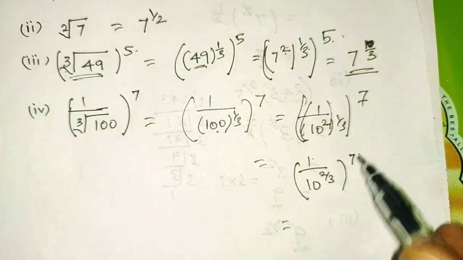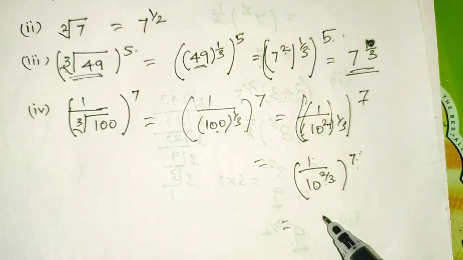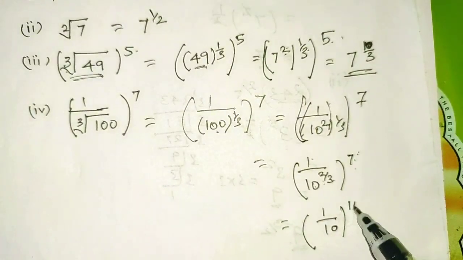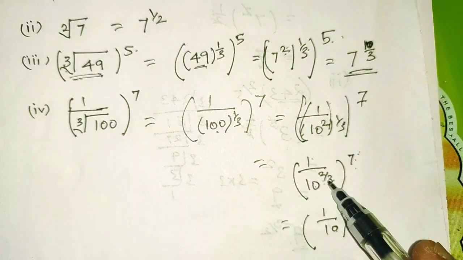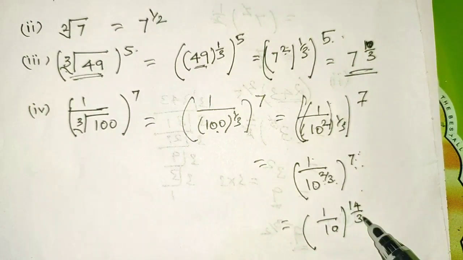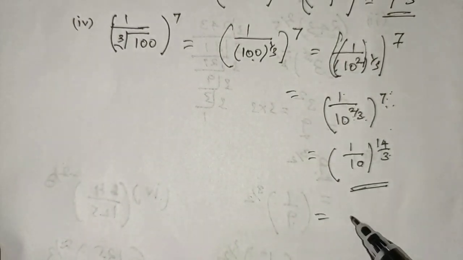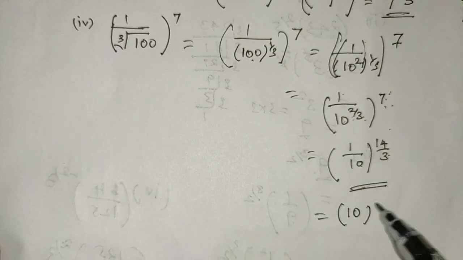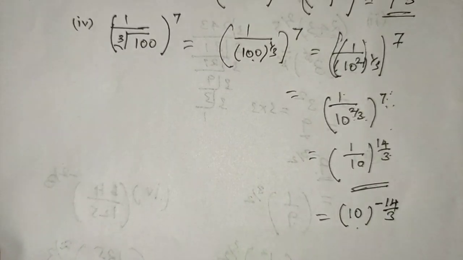Now 1 power 7, 10 power 2 by 3 whole power 7. When you multiply these two powers, you will get 1 by 10 whole power 14 by 3. So 2 by 3 into 7 gives 14 by 3. Here the base is 1 by 10. So if I reciprocate this, the 10 comes to the numerator, but the power becomes negative. So the answer is 10 power minus 14 by 3.